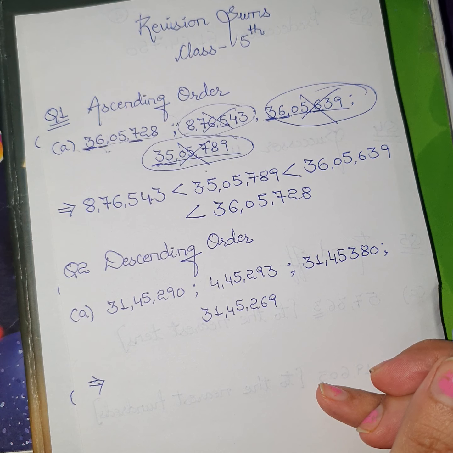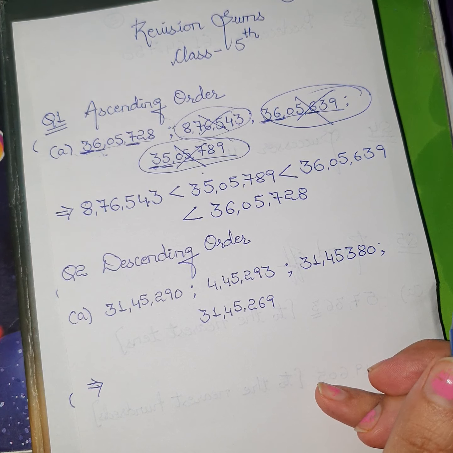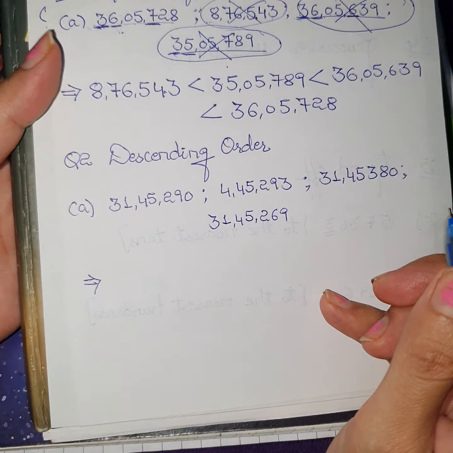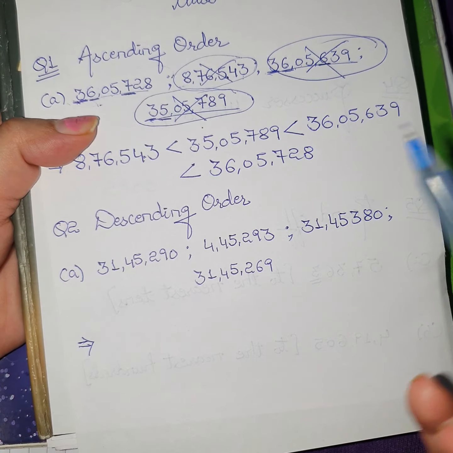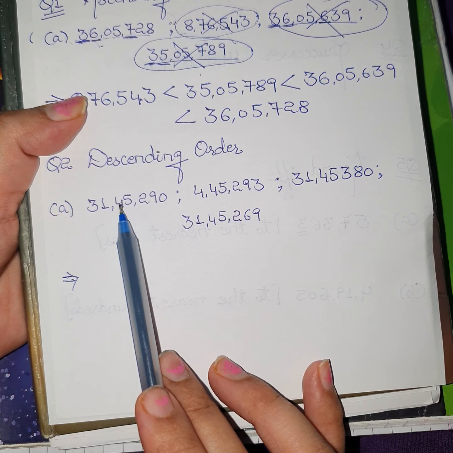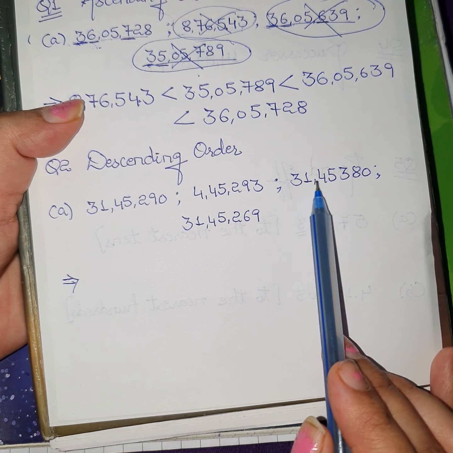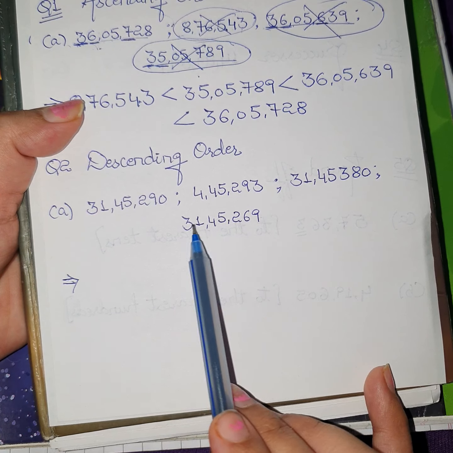The second question was to arrange the given numbers in descending order, and in descending order you know we arrange the numbers from biggest to smallest. Again start counting the number of digits: 1, 2, 3, 4, 5, 6, 7; 1, 2, 3, 4, 5, 6; 1, 2, 3, 4, 5, 6, 7; 1, 2, 3, 4, 5, 6, 7.